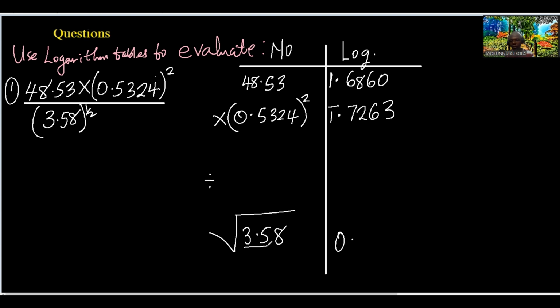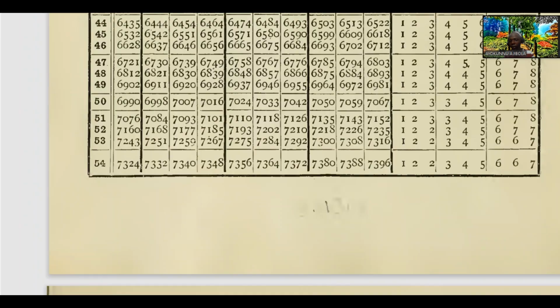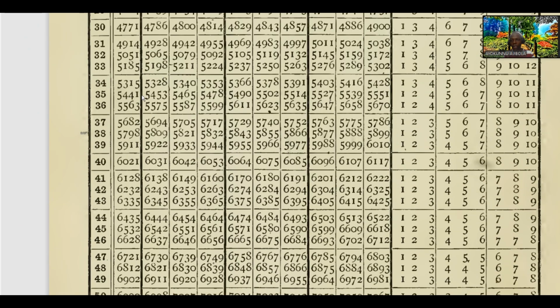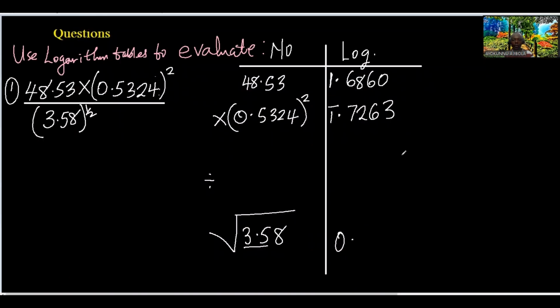Let's check the other log also. This will be 35 under 8. So checking the log, 35 under 8, this under 0, so 8 is somewhere here. That's 5539. So 5, 5, 3, 9.